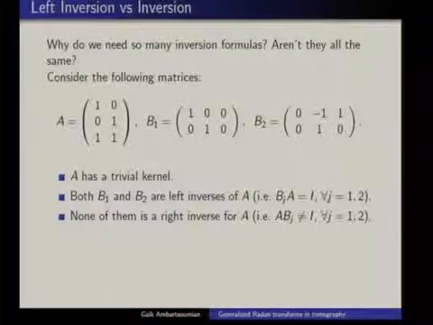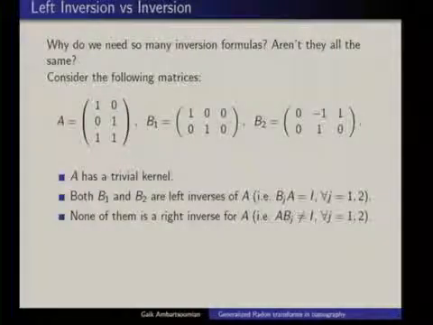So let's say I have these matrices A, B1, and B2. A has a trivial kernel. That's going to be important in a minute. So in other words, if AX is equal to 0, then X has to be equal to 0. And then B1 and B2 are left inverses, right? Left inverses means that if you multiply from the left, you get an identity. That's very easy. You can check that. And none of them is a right inverse. So if you multiply them from the right, dimensions are okay. You can multiply them. But if you do that, we'll see that you don't get an identity matrix.